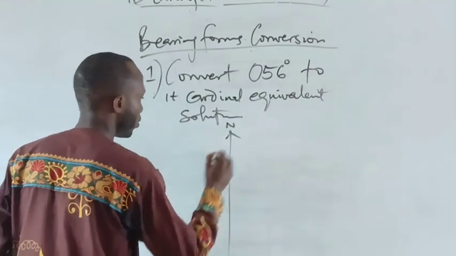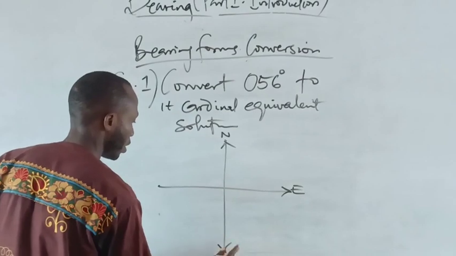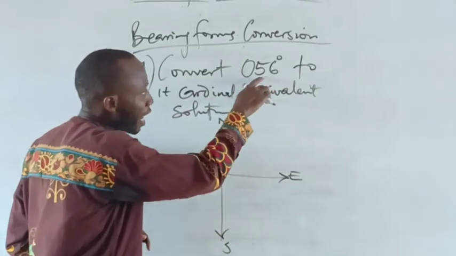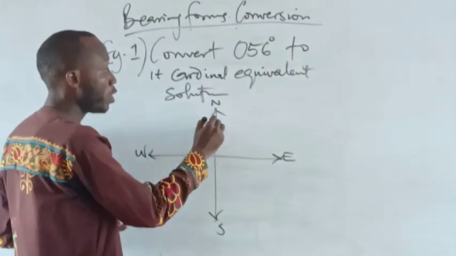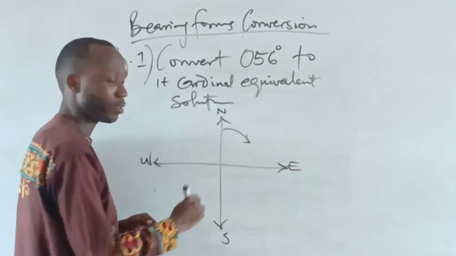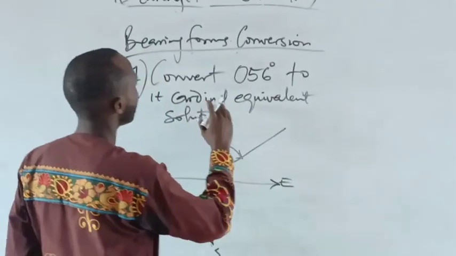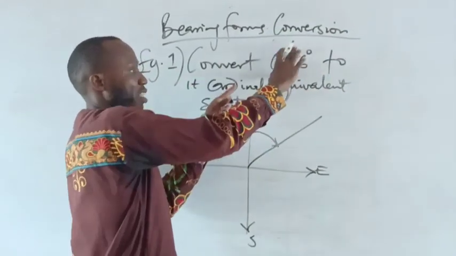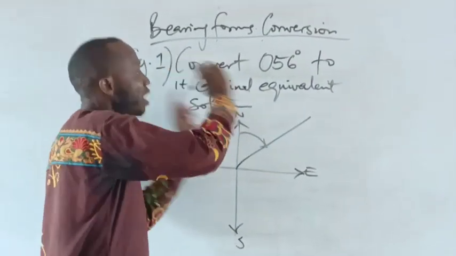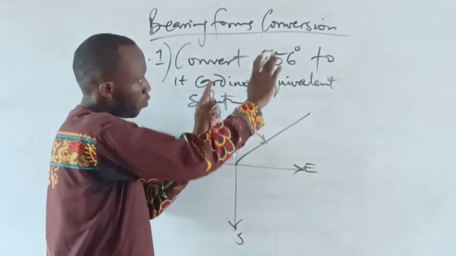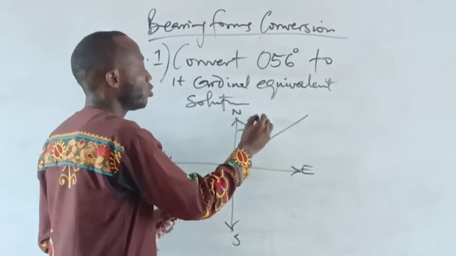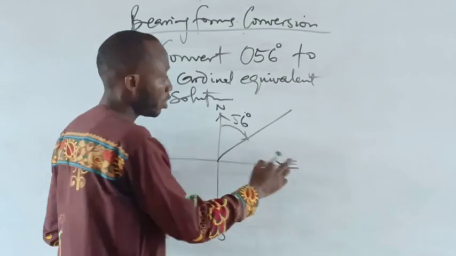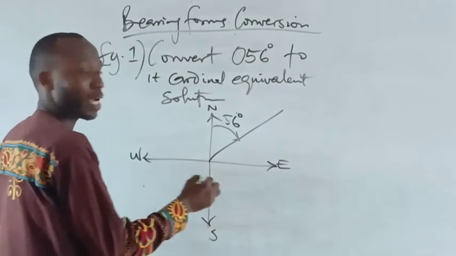You draw your north, draw your east, and you draw your south, then west. Good. So you work with the acute angle given to you. Don't forget, I always move from the north clockwise whenever we are doing the 3-digit. Since it's conversion from the 3-digit to the cardinal equivalent, I'm drawing what it is first. After the diagram, I'm going to show you how to put it in the cardinal form. So don't forget it's north, east.